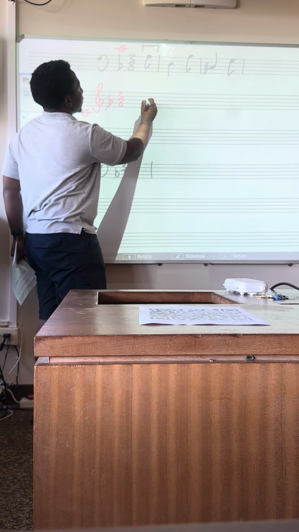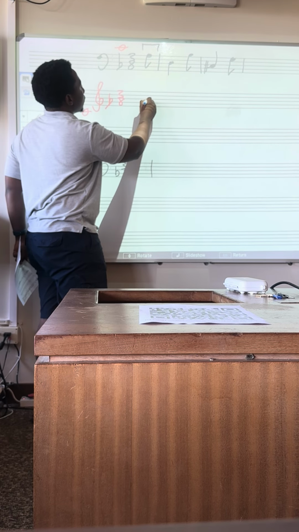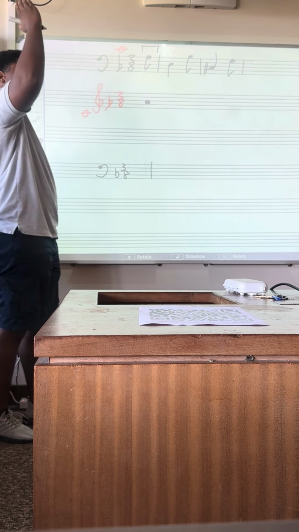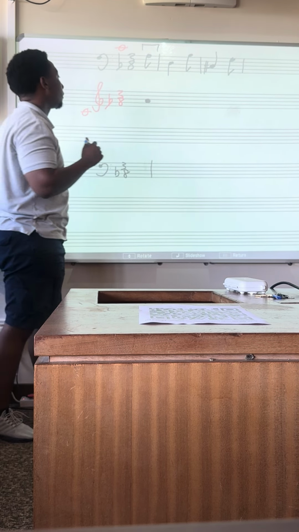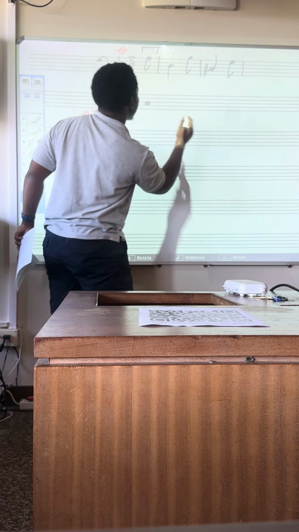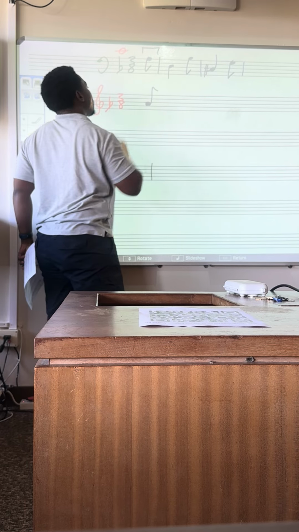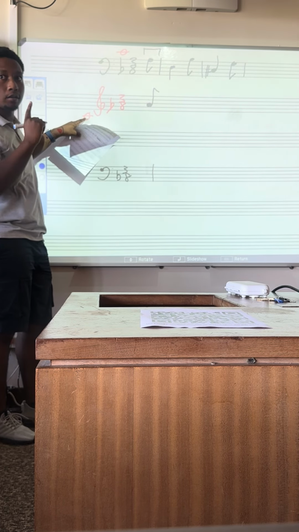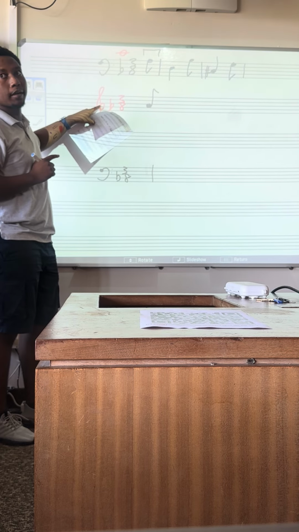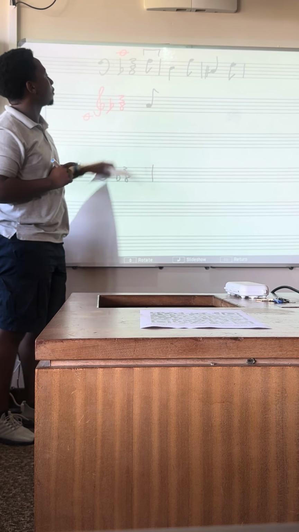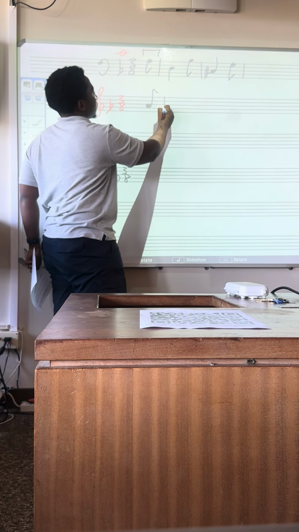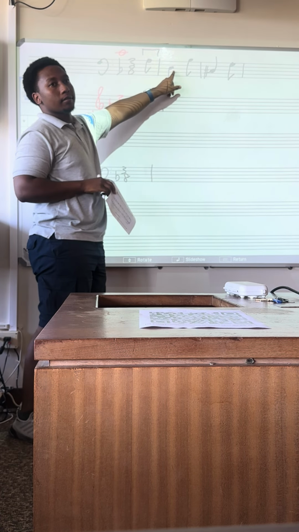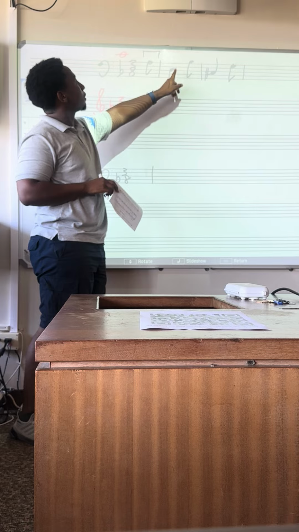Okay. So there's your A. Now remember, if it's below the middle line, your stem must face up. Very important. And on this side. So now you've shifted it up by an octave and it's in the treble clef. Same A. Next one. What note is this? D. This is D, right?